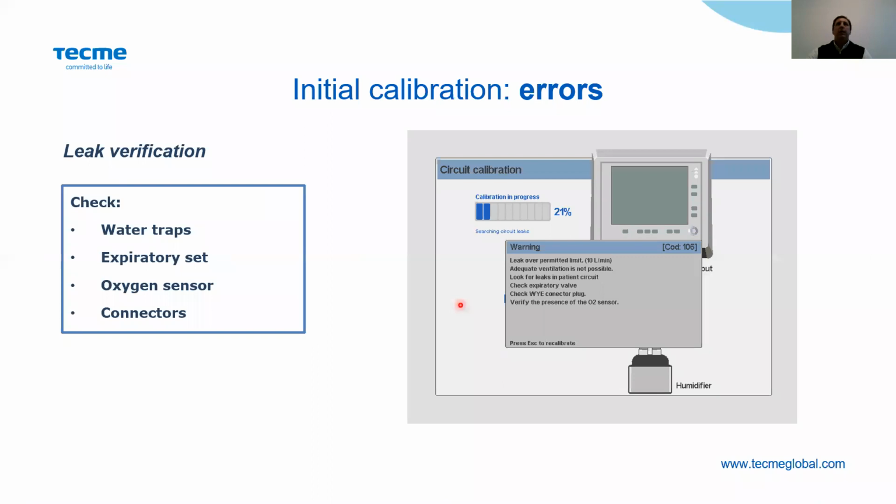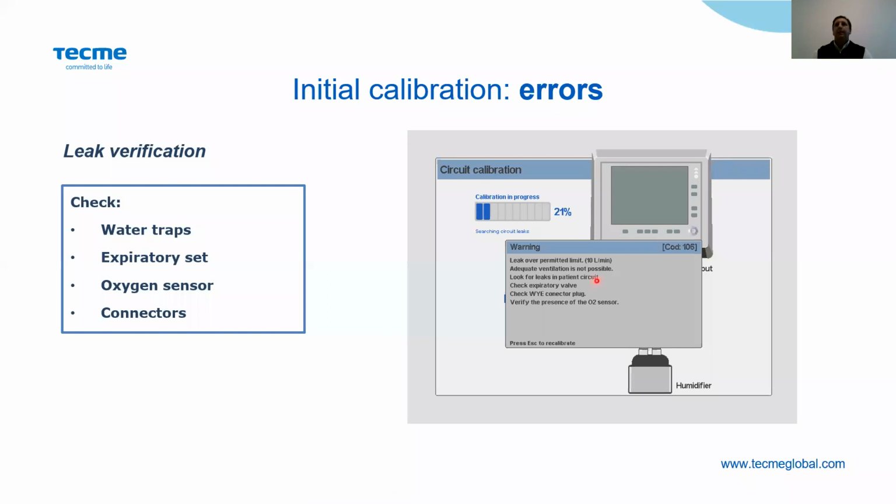If there is leakage, we will have to check all the water traps of the patient circuit. We will have to check the expiratory set. We will have to check if the oxygen sensor is well tightened, and also all the connectors that are there. All the connectors of the patient circuit, of the humidifier, etc.